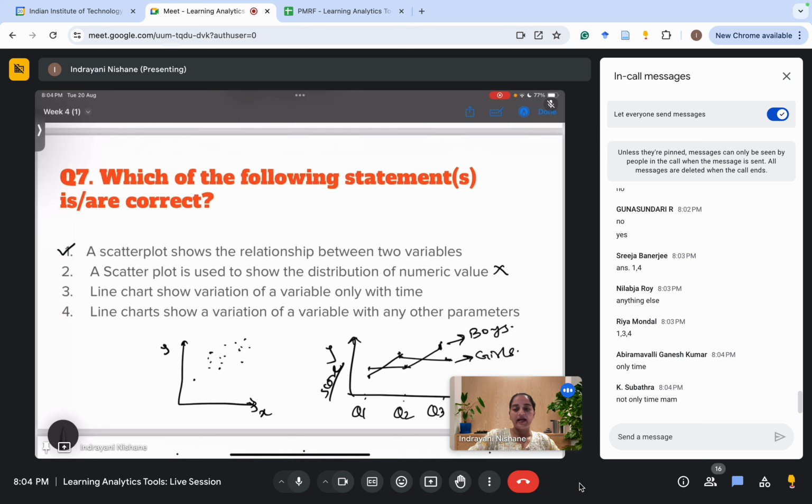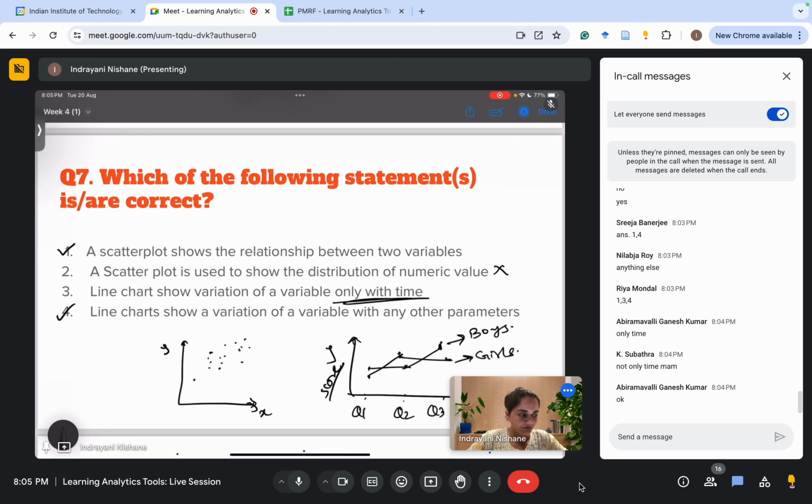Yeah. So line charts are not limited to only showing time series data. We can show other variables and parameters in the line graph. So option 4 is correct, but only with time is not correct. With time it also gives easy to interpret data. It shows how that variable is changing over time. But we can have other variables also, not just limited to time.